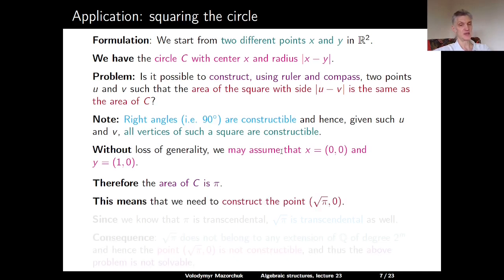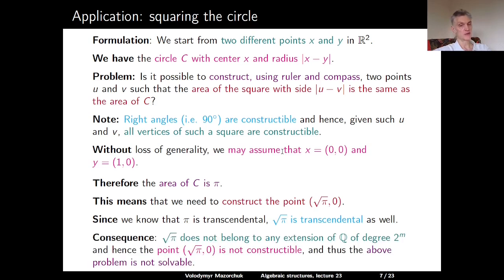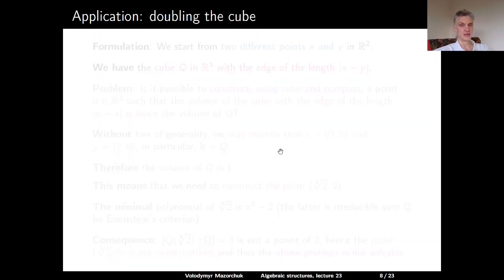And this means that we need to construct the point with coordinates the square root of pi, 0. Well, we know that pi is transcendental, so the square root of pi is transcendental as well. And so the square root of pi doesn't belong to any extension of Q whose degree is a power of 2. In fact, if we adjoin to Q the square root of pi, we get an extension of infinite degree. So this means that our point, square root of pi, 0, is not constructible, and so this problem is not solvable. The next problem is the problem of doubling the cube.